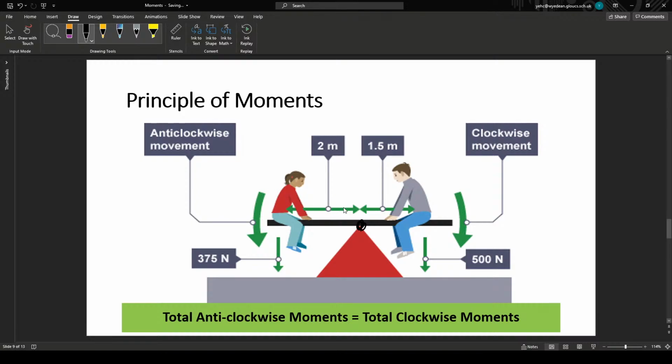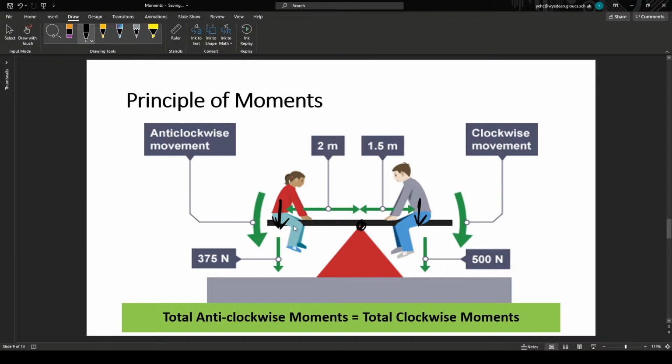So let's say that we were on the seesaw. This boy here causes a turning effect because he has a force that is pushing down around a pivot point. This girl also has a force that is pushing around a pivot point, so they both have a moment. They both have a turning effect on the seesaw. However, we can balance those turning effects out so that the seesaw doesn't actually move.